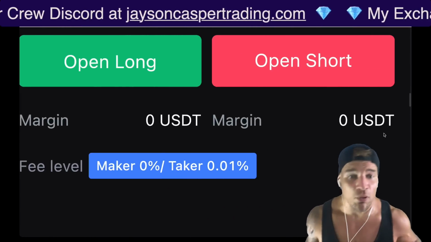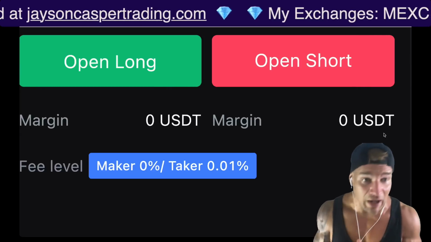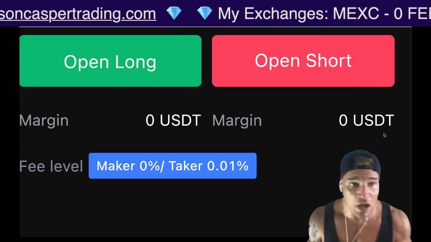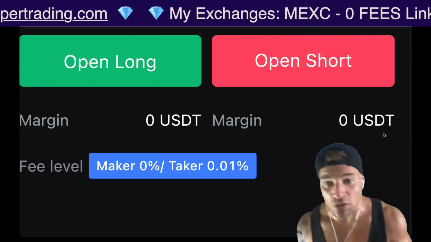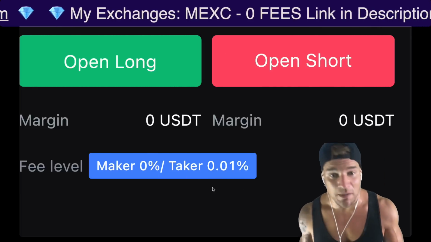0% limit order fees, 0.01% market order fees. An amazing deal, especially if you're scalping on low time frames. People are like, Jayson, what about the fees? Well, if you're on MEXC, you really don't have to worry about those fees. Even scalping a 0.5% move can be very profitable.